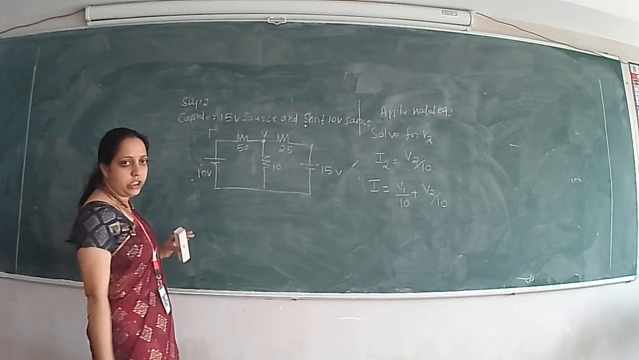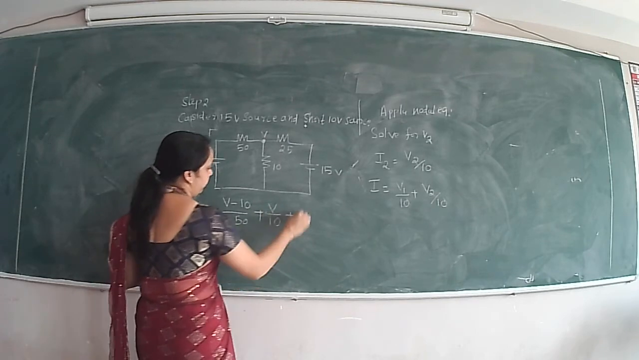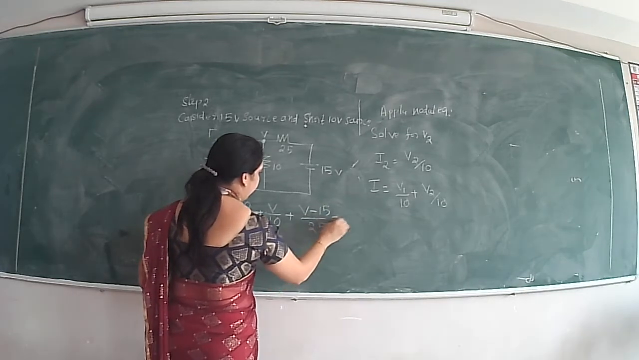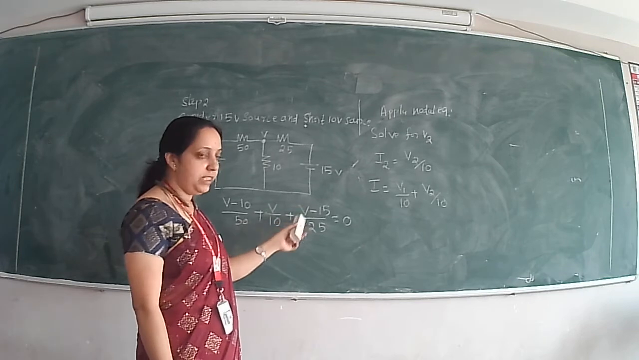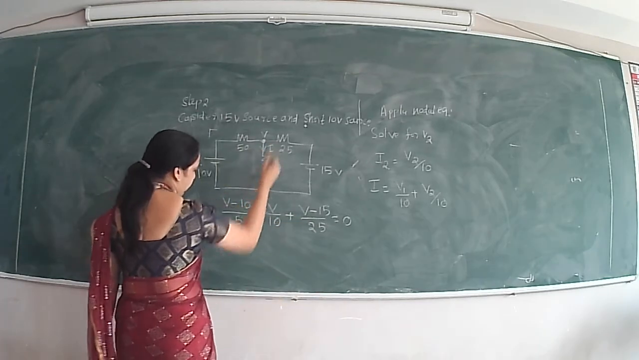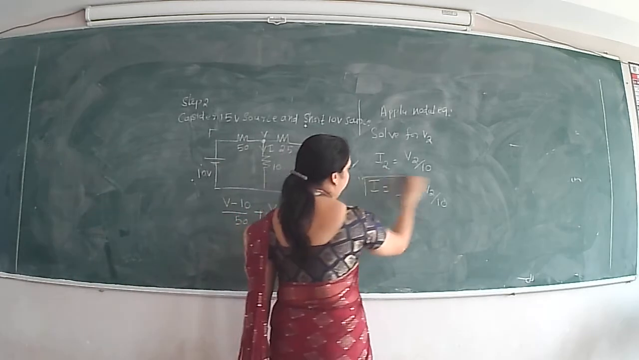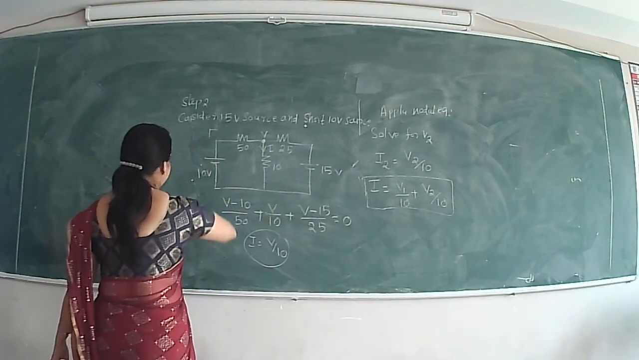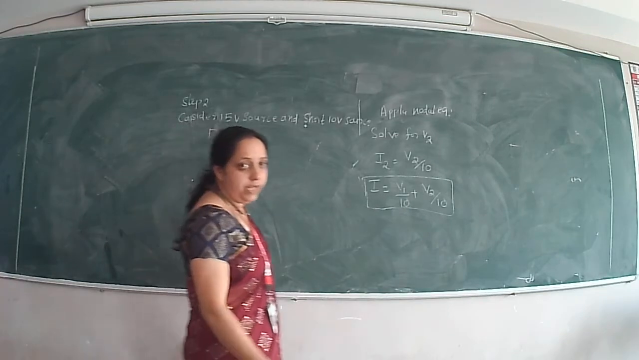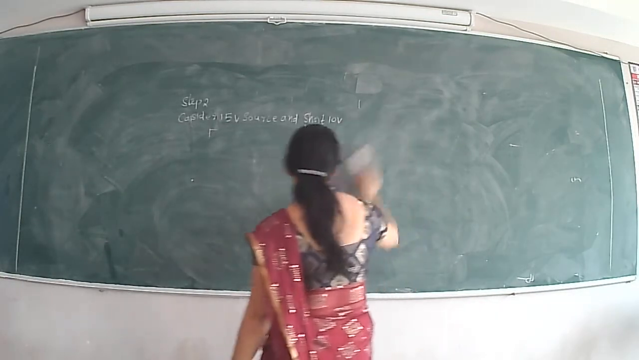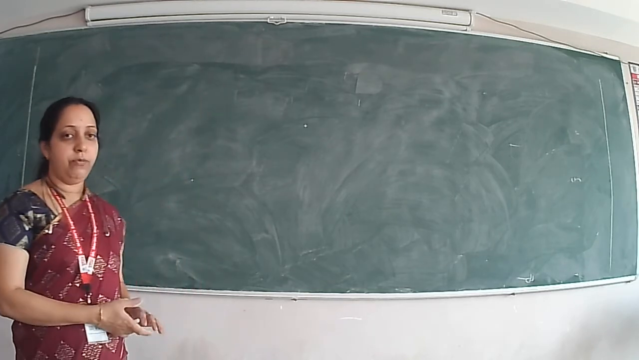For that, let us assume a voltage V here. V minus 10 by 50 plus V by 10 plus V minus 15 divided by 25 equal to 0, since sigma I at any junction equals 0. Then current I equals V by 10. If we get this value equal to the previous value, then our theorem is proved. The superposition theorem can be applied for linear and bilateral circuits. We cannot apply it for finding the power consumption in a circuit, since power is equal to I squared R, a non-linear relationship.